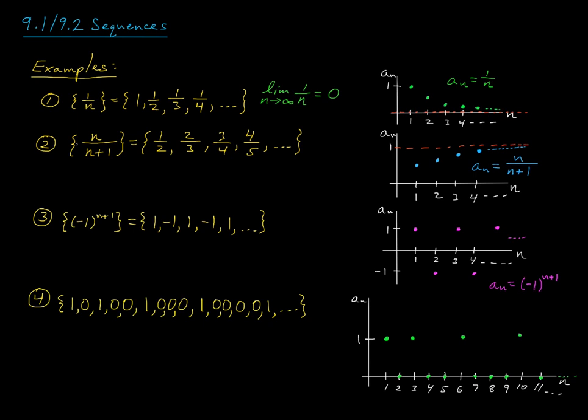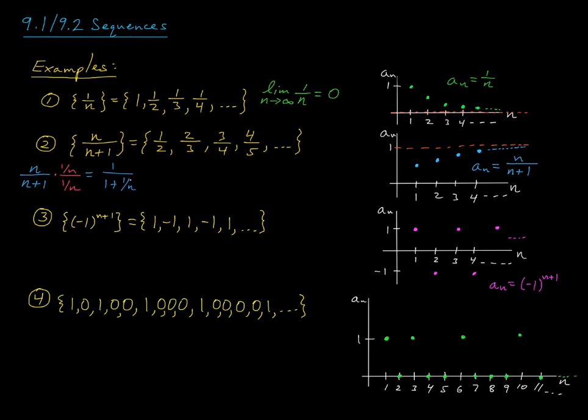All right, now for the second example, n over n plus 1, we've seen this a couple times. It's 1/2, 2/3, 3/4, 4/5, and so on and so forth. Here's its graph. As we've already alluded to in a previous example, this sequence has a limit of 1. To see that algebraically, first note that if I divide the numerator and denominator by n, I can rewrite this n over n plus 1 expression as 1 over 1 plus 1 over n.